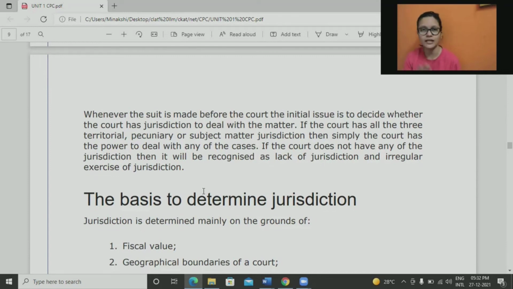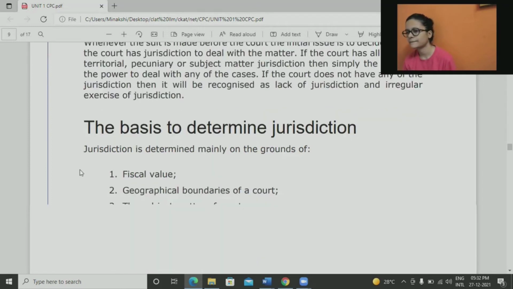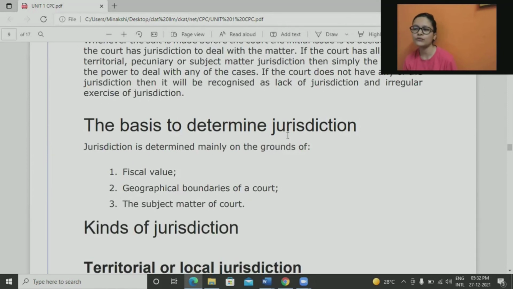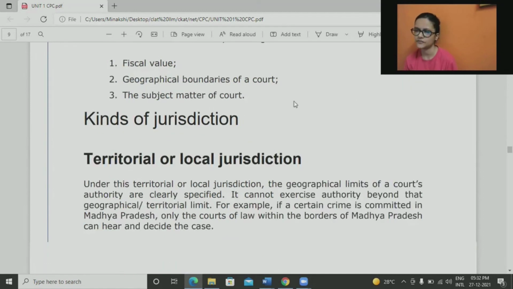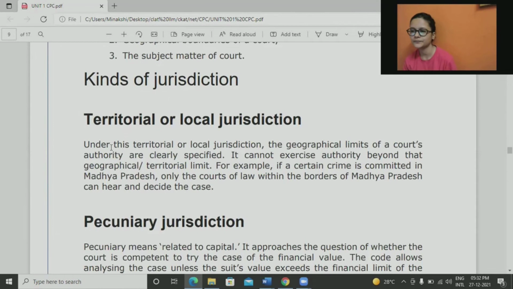And like you said, if in a certain case the court has exercised it by mistake or something has happened, and the court has given a certain decision, that decision becomes void. It is not binding. Okay. Now, how do we decide jurisdiction and what are the different types of jurisdictions? One, fiscal value; another one, geographical boundaries of a court; another one, subject matter jurisdiction. So we'll start with them one by one.